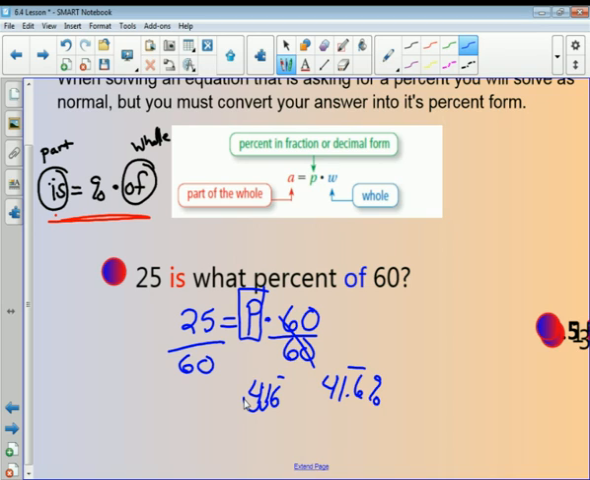The key thing here is we have to remember that our part is equal to our percent times our whole. So we've got our is in the front, our equals, our percent, and then times our of. Good luck with this.